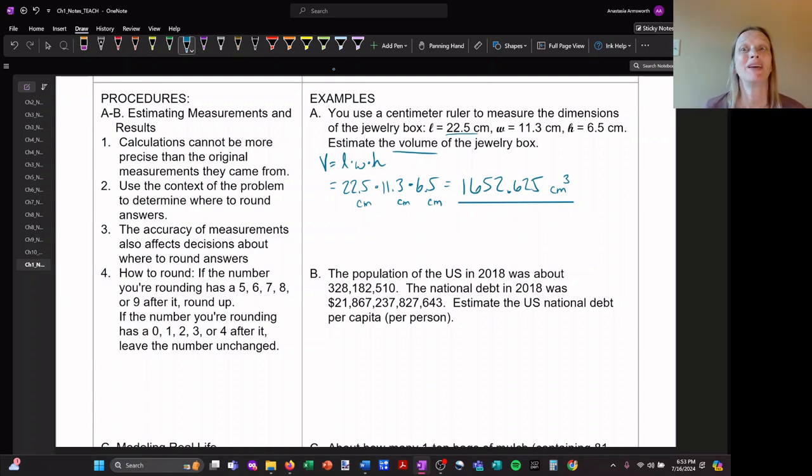So let's look at what would be a sensible answer. This first value has 3 non-zero digits in it. This has 3 non-zero digits. This has 2 non-zero digits.